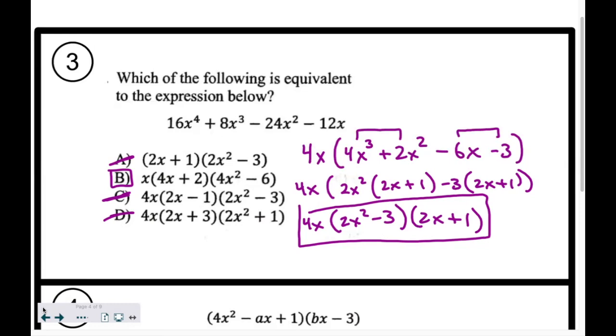Okay. I have a question as to why when you factor by four that you have to do it by grouping.